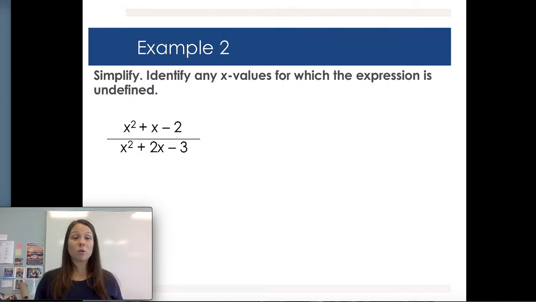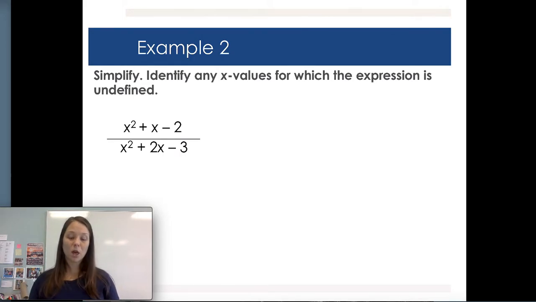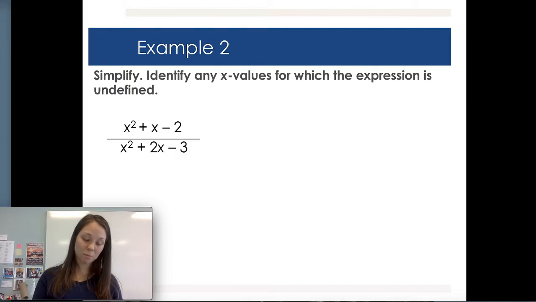So let's take a look at another way that these problems could look. I have x squared plus x minus 2 divided by x squared plus 2x minus 3. The instructions are the same. Simplify, identify any x values for which the expression is undefined. So let's first tackle simplify.